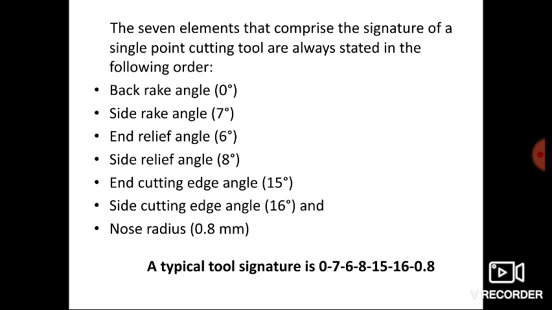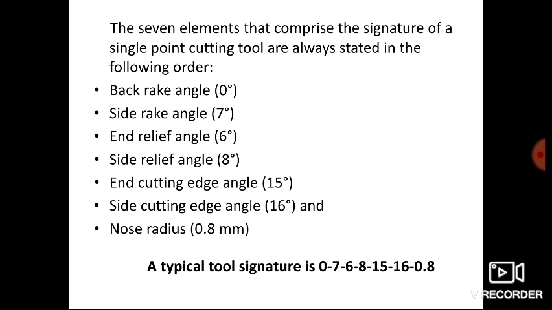Then fifth location is end cutting edge angle, which is 15 degree here. Then the next location is for side cutting edge angle, that is 16 degree. And the seventh location is for nose radius. Here I have taken 0.8 mm nose radius.